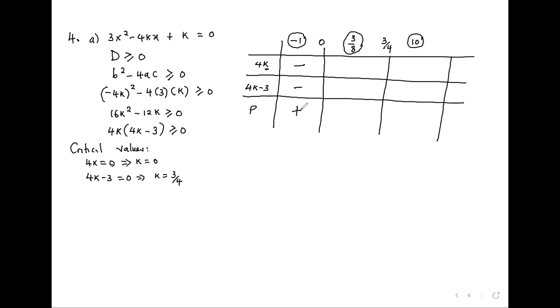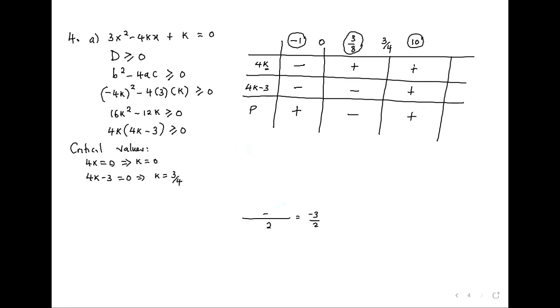If we get 3 over 8 where there is k, we'll have 4 by 3 over 8. That will be positive. And then the other one will have 4 times 3 over 8 minus 3. 4 here 1, 4 here 2. So we get 3 over 2 minus 3 over 1. This becomes 3 minus 6 over 2. So we get -3/2. So we'll have a negative. The product will be negative. And then we'll have positive, positive, the product will be positive.